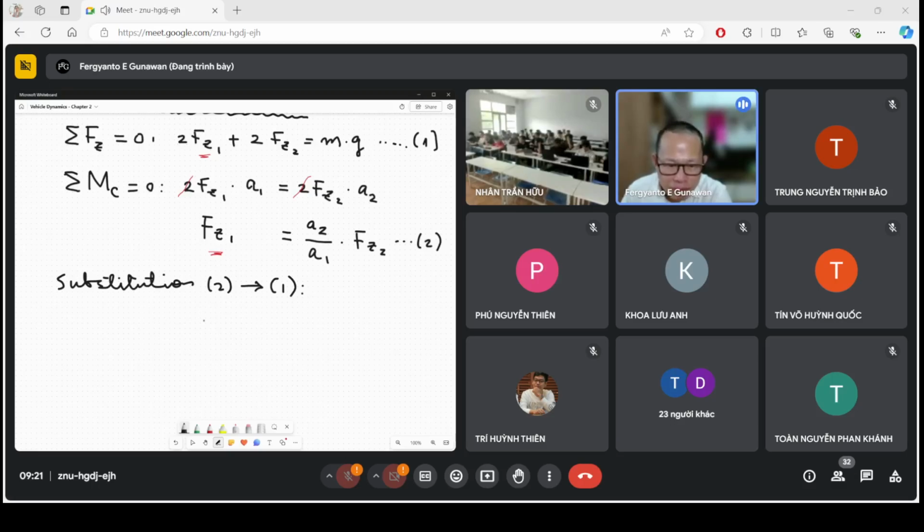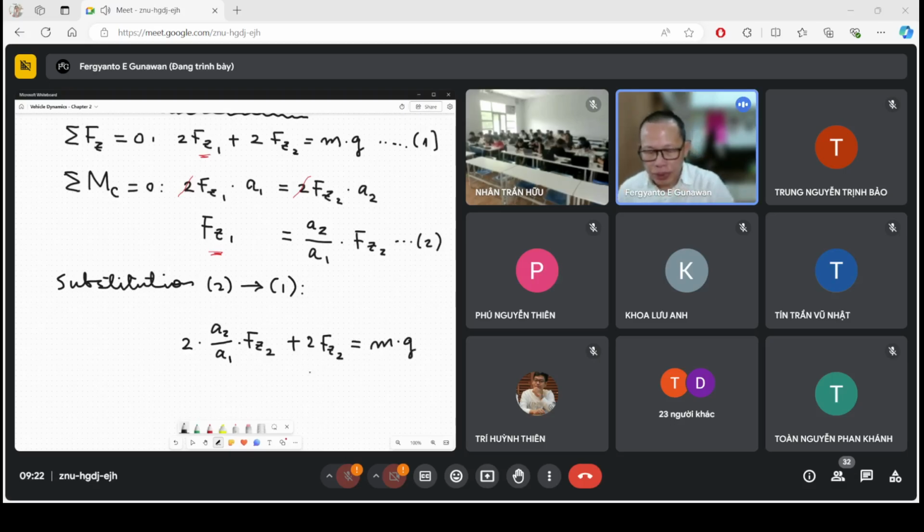Here I have a 2 down here, so this 2 goes here, and this Fz1 will be replaced by this. I'm going to multiply by a2 divided by a1 multiplied by Fz2, plus this term, plus 2 Fz2, equal m times g, right? So this is the equation we obtained at this point.